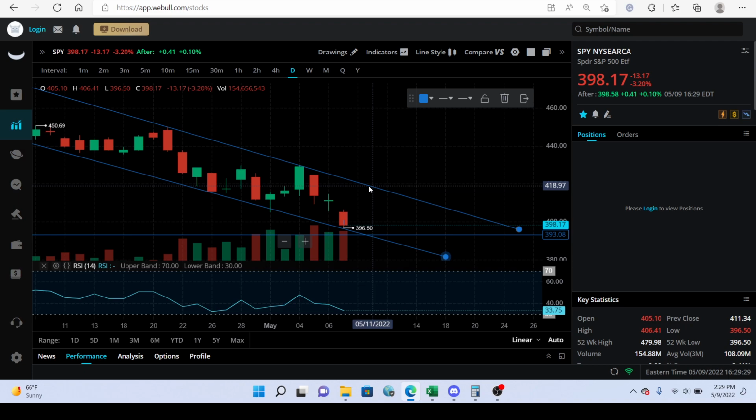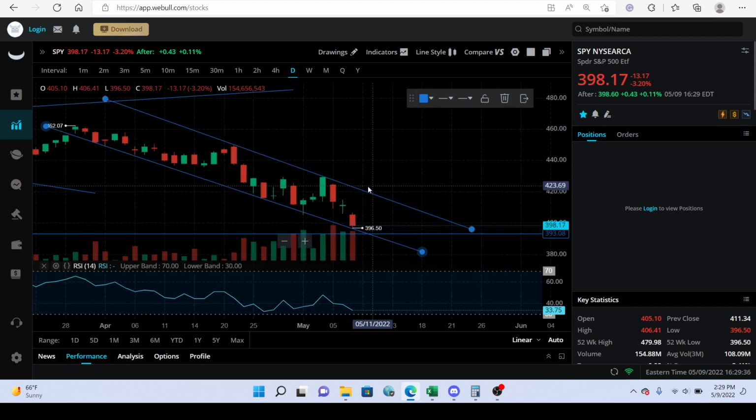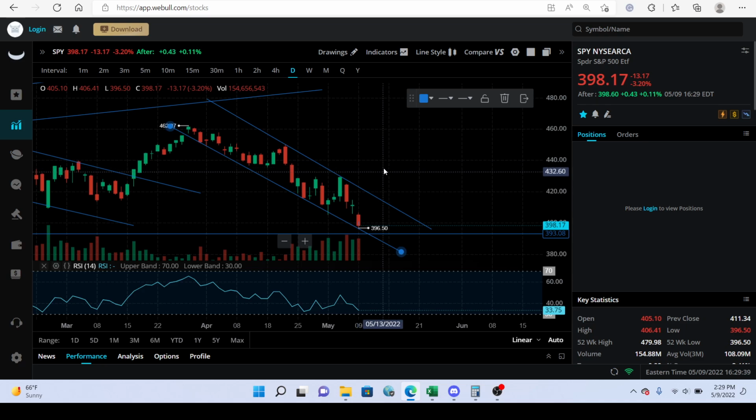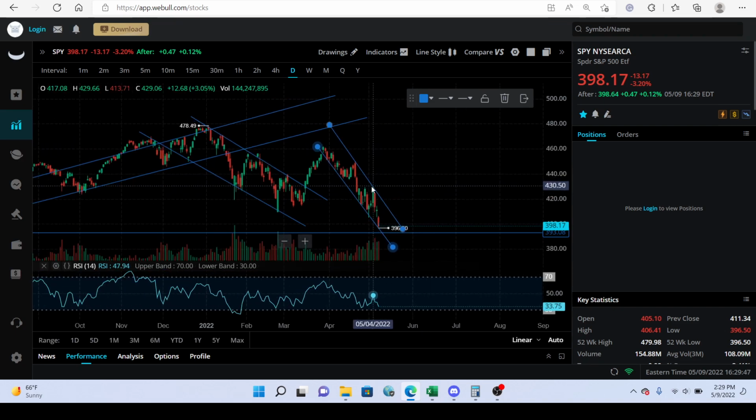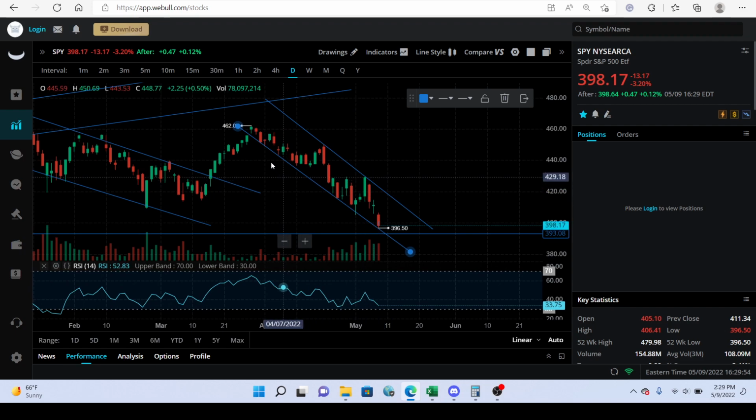So this 418, 419 area should probably be an area where you take a little bit of profits, just in my opinion. We could always break a little bit above that, and we could trap some more bulls, and then we could get another bearish rally down. So, it's definitely not looking good on the S&P 500, but I do think a counter trend rally is in store if we're going off this downtrend channel, because we've basically hit the bottom of this channel, and then we should have a nice little rally up.